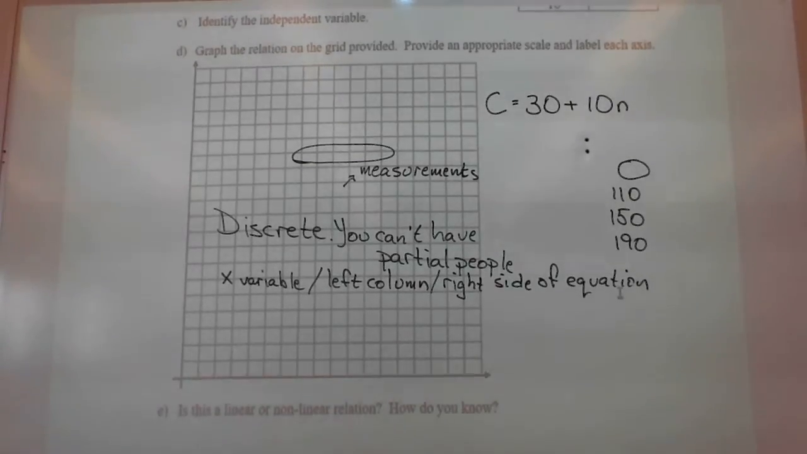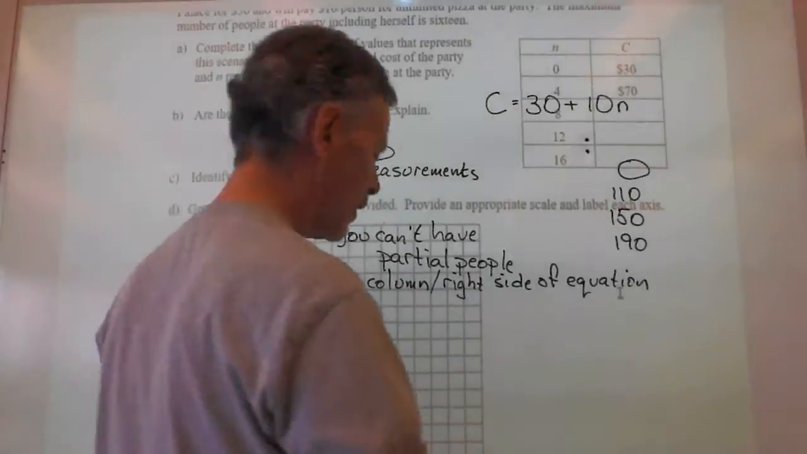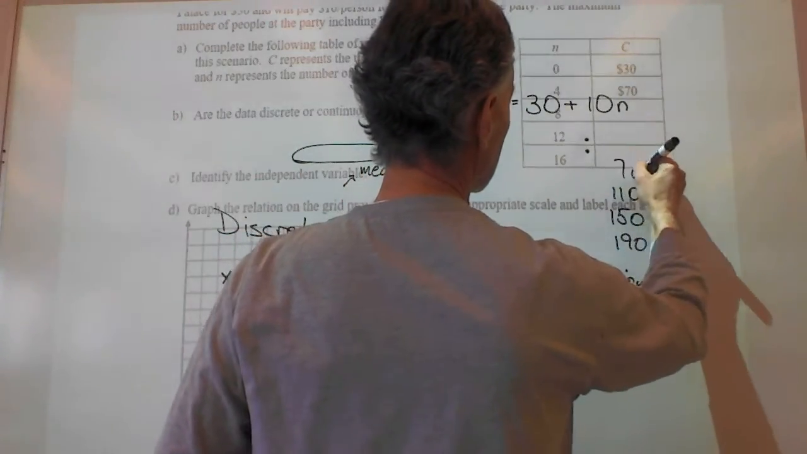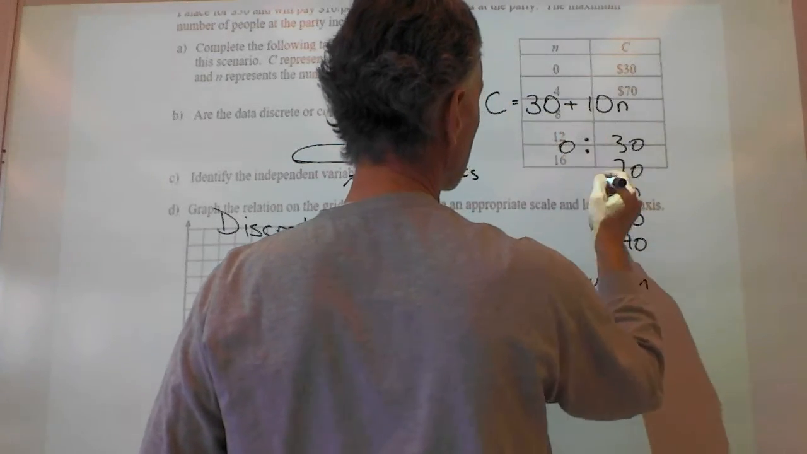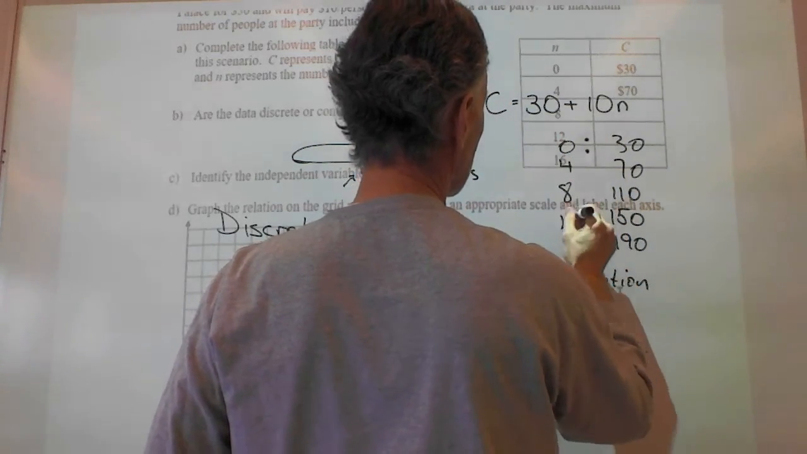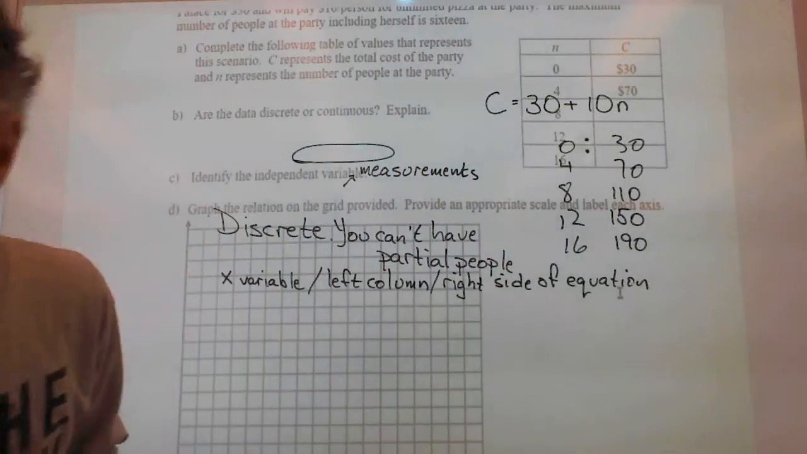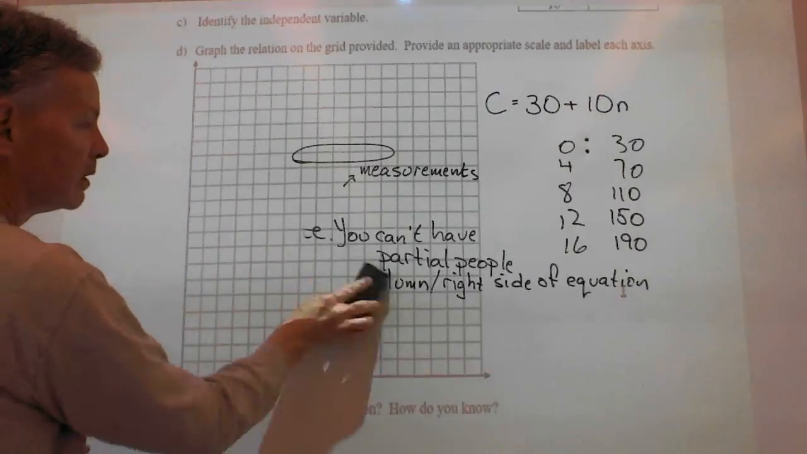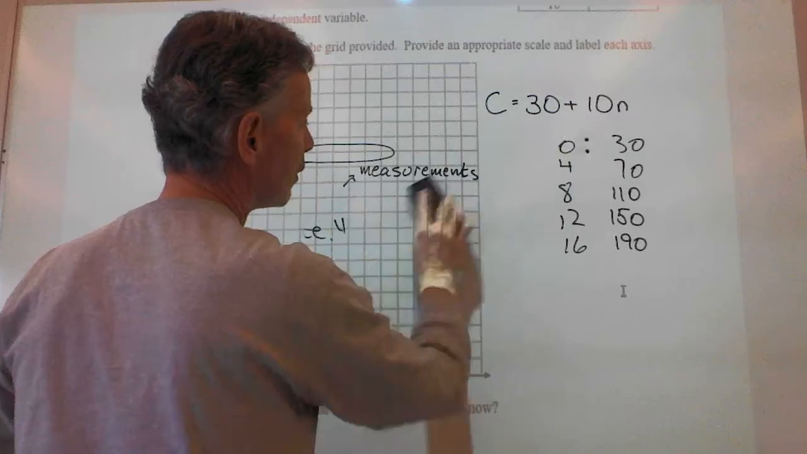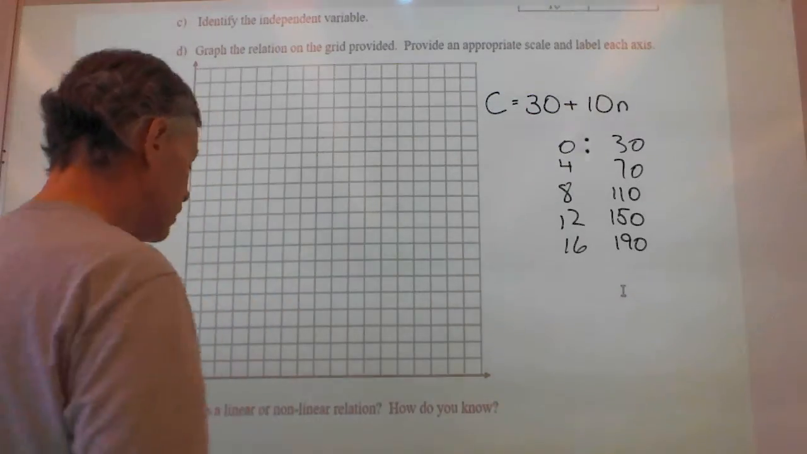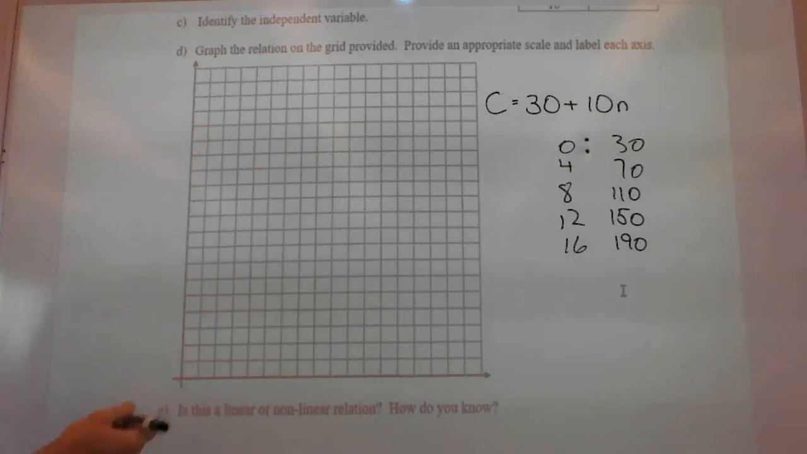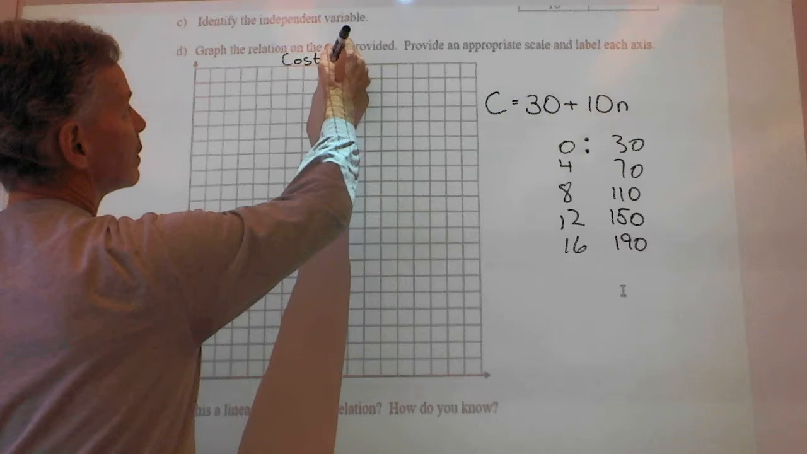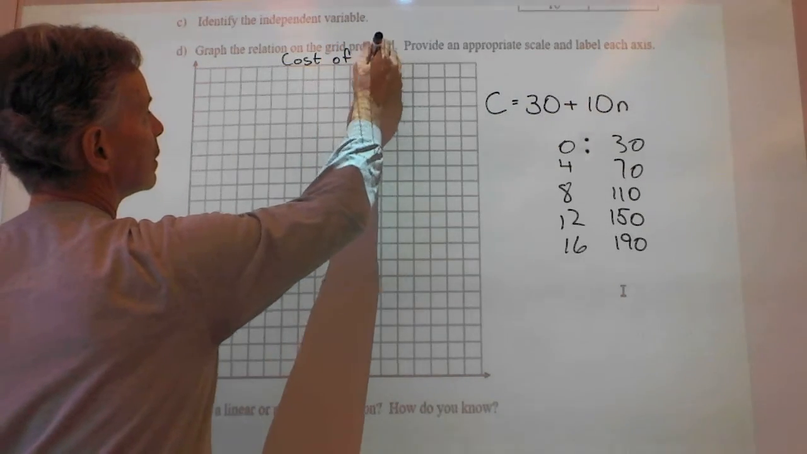Okay, so just let me very quickly copy down this table of values so that I can see it when we make our graph. So we had 70 and 30 and 0, 4, 8, 12, 16. Okay. So here's our lovely graph. Remember, when you're building a graph, when you're making a graph, you need to give it a title. It doesn't have to be cost of a party.